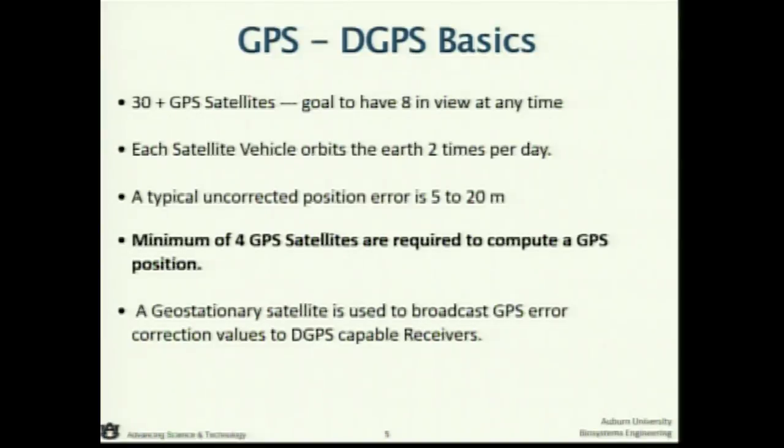So just some basics. Again, we're talking about satellites. 24 is the minimum. But really, we got a few spares up there that are either coming on board or can be turned on in case something occurs. They're orbiting about twice a day. And we need four of those in order to get a position here on Earth.